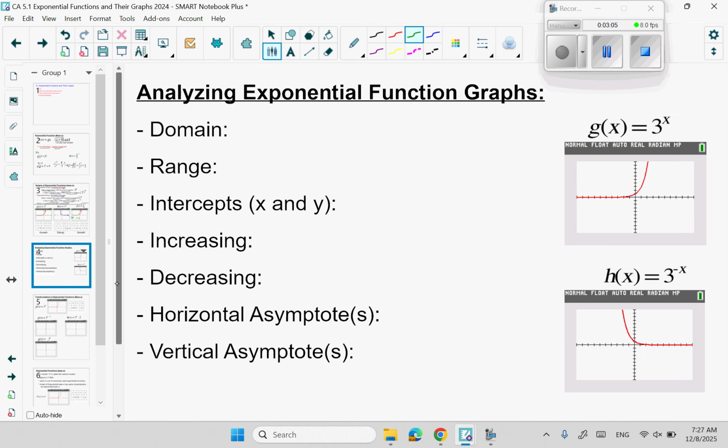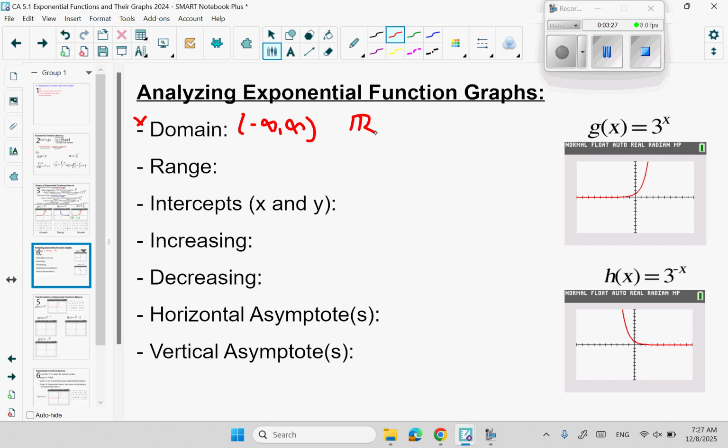Well, the domain. Remember, domain are my x values. Well, I can go left forever. I can go right forever, which means my domain is unbounded. I actually have negative infinity to positive infinity. Remember, you can also express that as the double R.